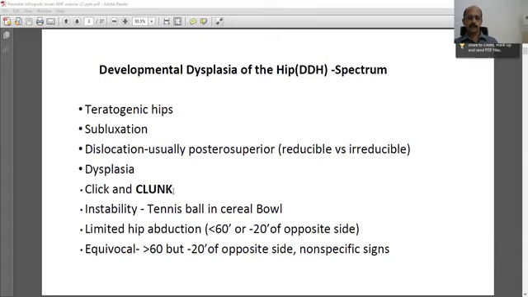So hip abduction is limited if it is less than 60, or minus 20 compared to the opposite side. Equivocal would be if it is more than 60, but the difference from the opposite side is less than 20. Equivocal is also the terminology used for other non-specific signs like Galeazzi sign positive, instability, or some amount of subluxation. All these come under equivocal.